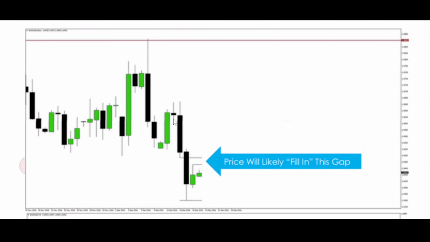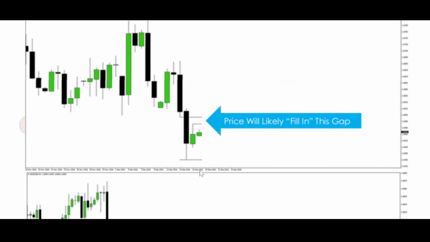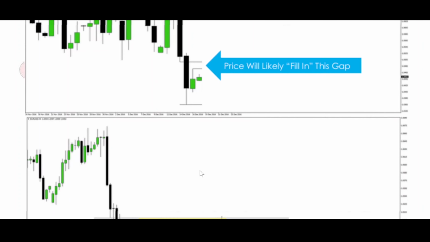So as you know, with fair value gaps, between the first candlestick and the third candlestick there should be a gap, and then we expect price to tap into that gap. So that is a fair value gap.